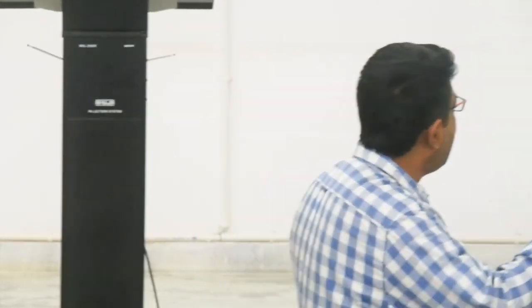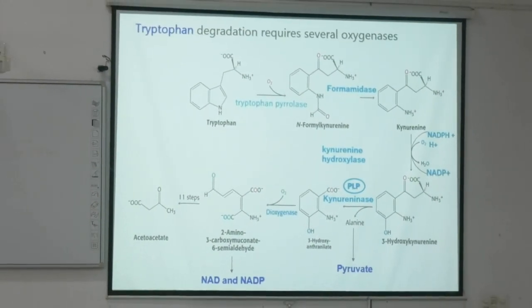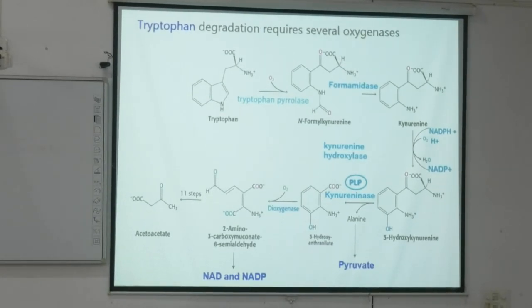See tryptophan, here you have tryptophan pyrrolase. Why do you have pyrrolase? High power oxidation to break the ring. And here you will get formyl kynurenine. Tryptophan acted upon by tryptophan pyrrolase will give you formyl kynurenine.